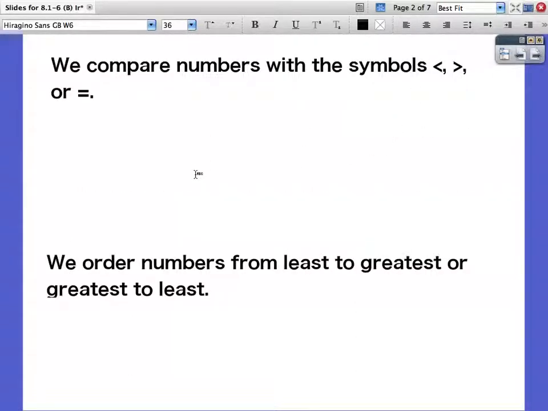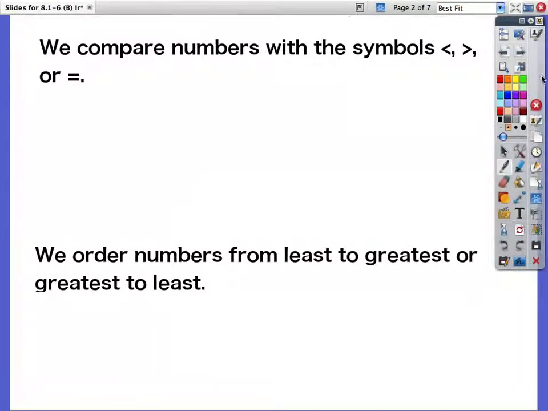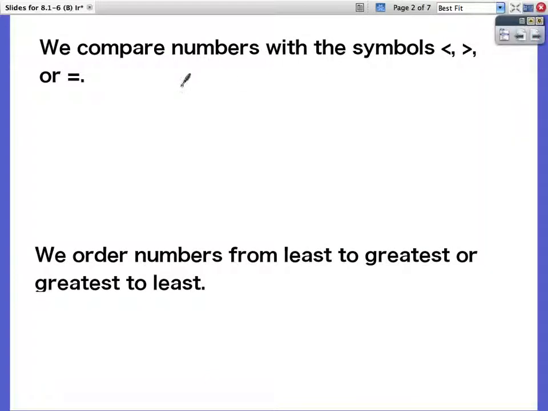Just a quick reminder that we compare numbers with symbols like less than, greater than, or equal to. And there are other symbols that we use, but those are the main ones. For example, 3 is less than 5, but 2 times 2 is an expression, and that expression is equal to 4. So that's kind of how we use the symbols, and that's kind of how we say them. And we order numbers from least to greatest or greatest to least. That's one way we order them. There are other ways you can order numbers too, but this is the most common way.